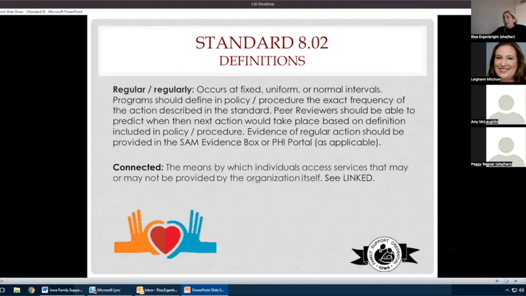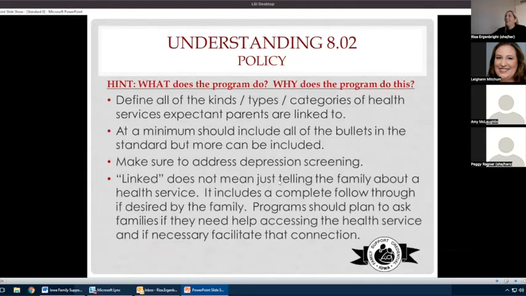Same definitions as before, so I'm not really going to go over those again. For the policy, these are very similar as well. Define all the kinds, types, and categories. So we've got, what does the program do? Why does the program do it? Describe all the kinds, types, or categories of health services expectant parents are linked to. At a minimum, you want to cover all of those bullet points in the standard, but certainly you could include more. Make sure you talk about depression screening.